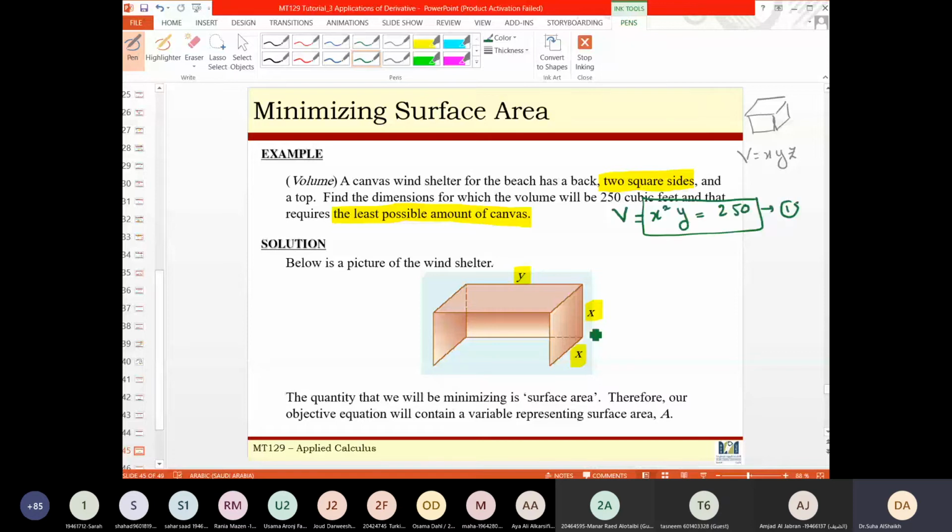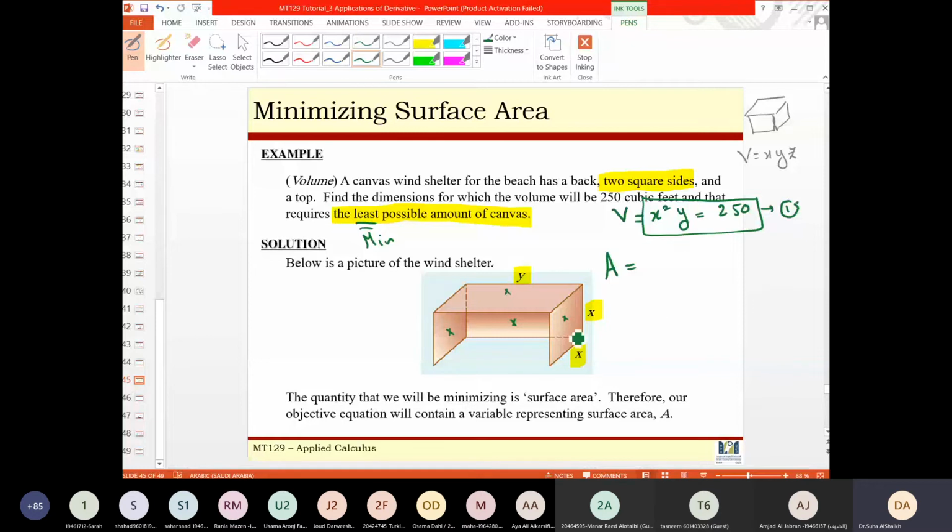I'm talking about the least, the minimum amount of canvas. What does canvas mean? It is the lining, the covering. So I'm talking about the areas of all the sides that I have. So the amount of the canvas, what did they call it? They call it A. The amount of the canvas that I have here, A, is equal to this, the back, and the top as well. If I line it from the inside, I will have 2 sides, a back and a top.